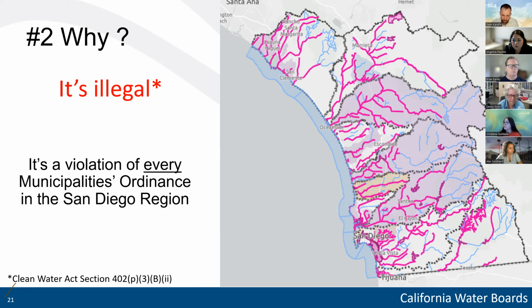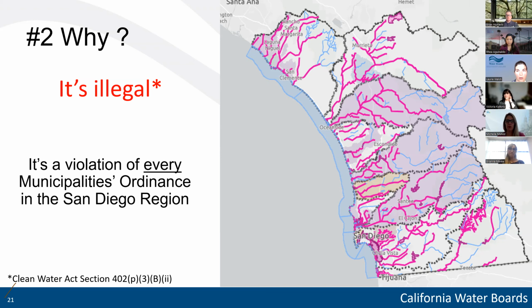And it's because we have 254 water bodies or water body segments that are impaired for some combination of pollutants and conditions within our region. So the water boards, it's our mission to protect and improve the water quality of our receiving waters so we can use it.